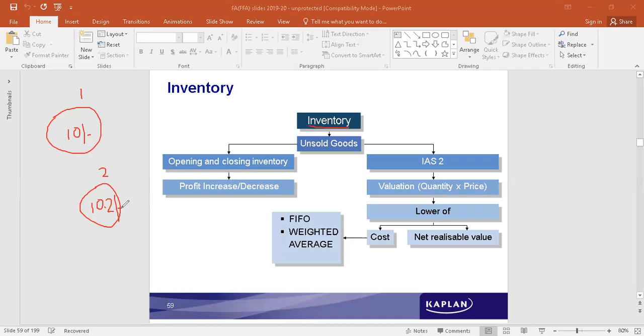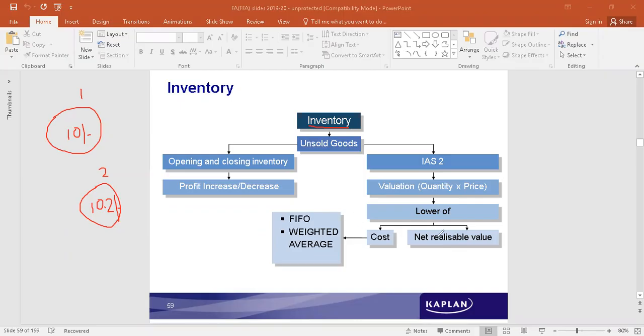What is the treatment? The accounting treatment is what we have to learn. How do we treat that? According to IAS 2, which you need to remember, the different methods that are used for valuing inventory are the FIFO method, the weighted average method, and the lower of cost or net realizable value method.